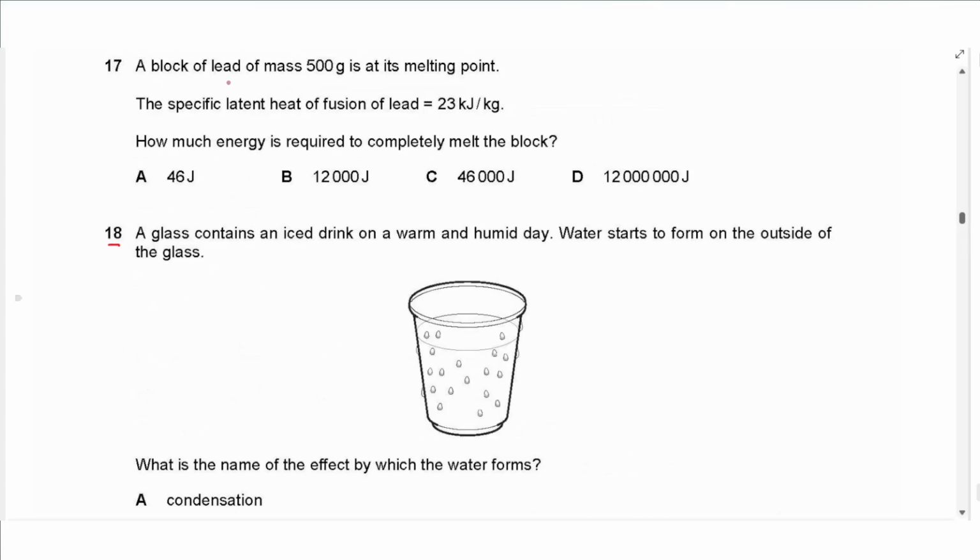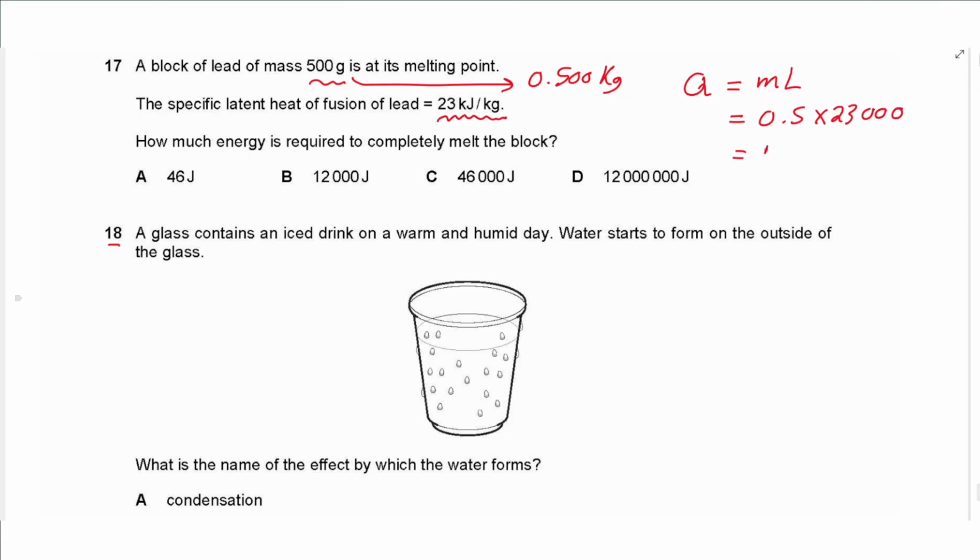Question 17 says a block of lead of mass 500 grams is at its melting point. The specific latent heat of fusion of lead is 23 kilojoules per kilogram. So we need to convert the 500 grams into kilograms. That's 0.500 kilograms. How much energy is required to completely melt the block? So we can use the equation Q equals m l, or energy equals mass times specific latent heat. So 0.5 times 23,000 for kilo. This gives an answer of 11,500 joules. So we can approximate that to 12,000 joules. So the answer is B.